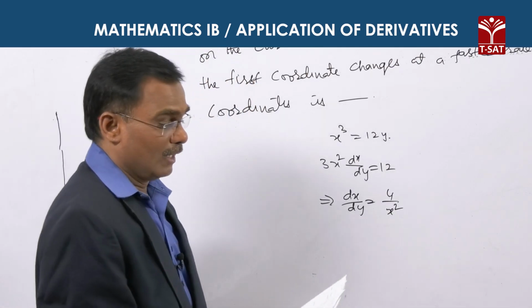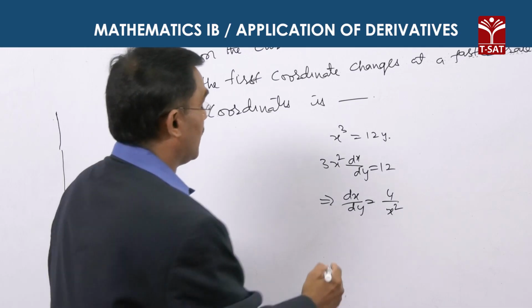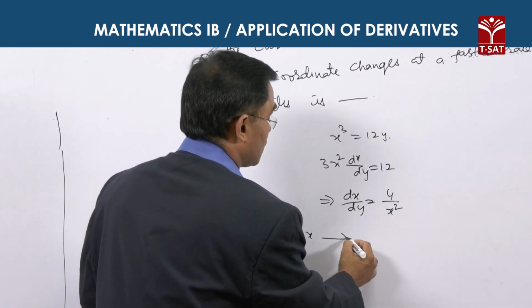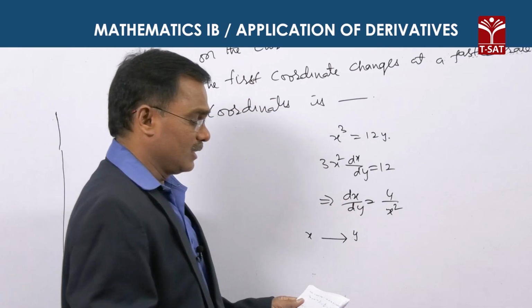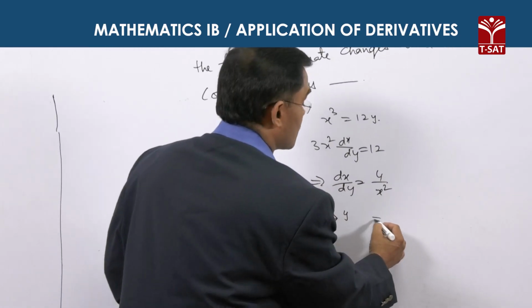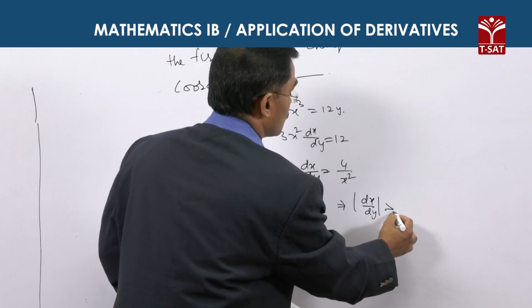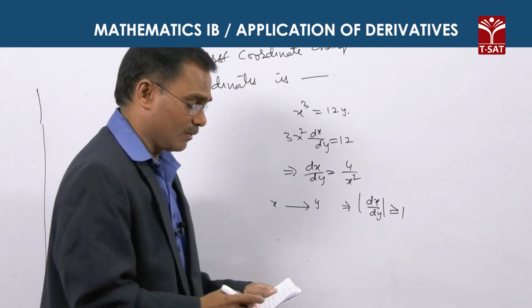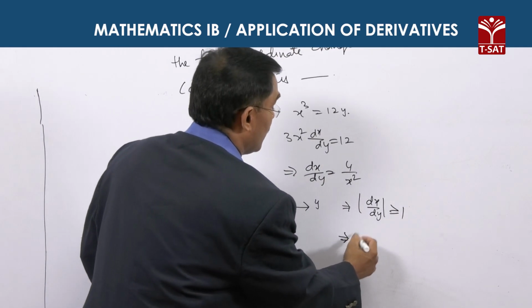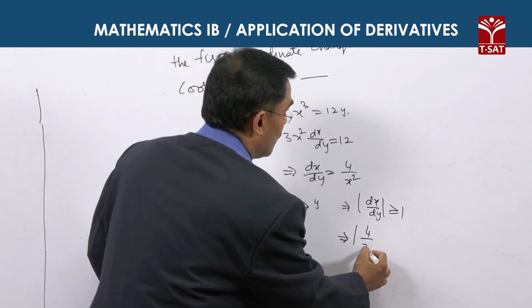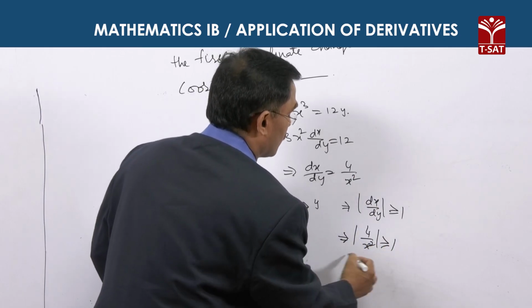Simplify this one. Right. So now the x coordinate changes as compared to the y coordinate. From this, the change of the x coordinate is faster than the y coordinate when mod dx by dy is greater than or equal to 1. Right. So dx by dy is nothing but 4 by x square, greater than or equal to 1.